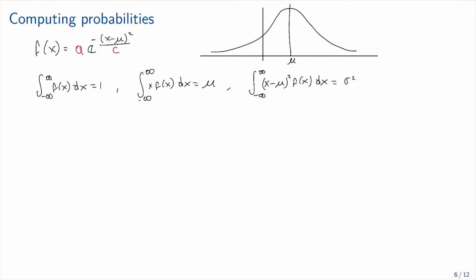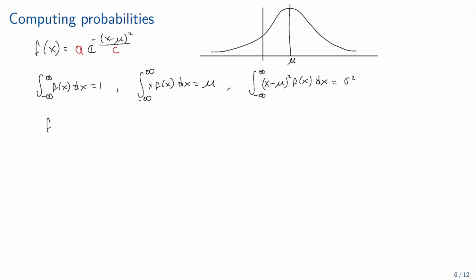And the last one is the definition of the variance. So the integral from minus infinity to infinity of (x minus mu) squared multiplied by f(x) dx is equal to the variance. So if we consider these equations, we can solve for constants a and c, and we can have the final form of the Gauss or normal distribution.